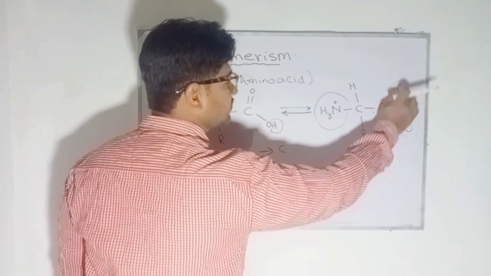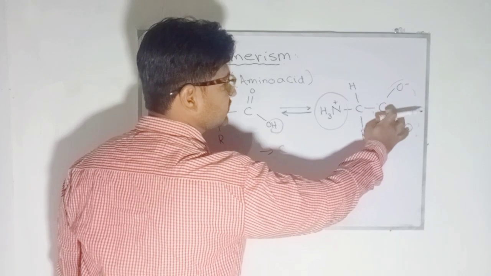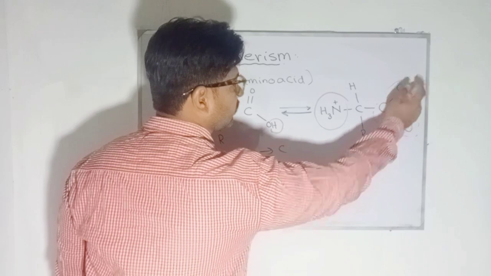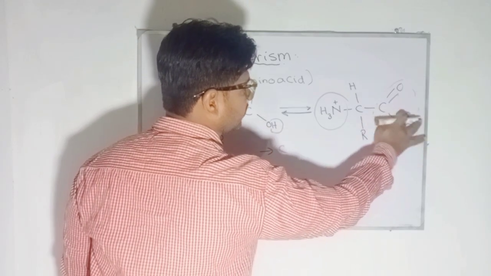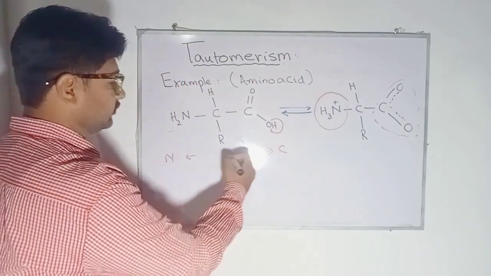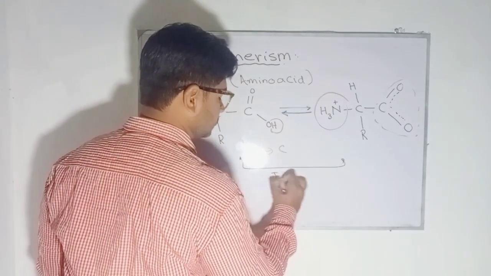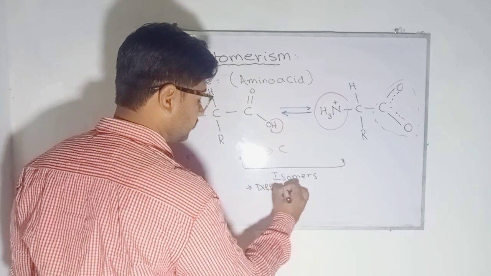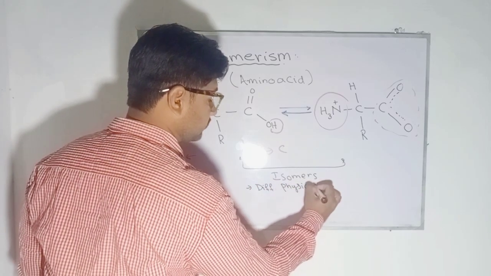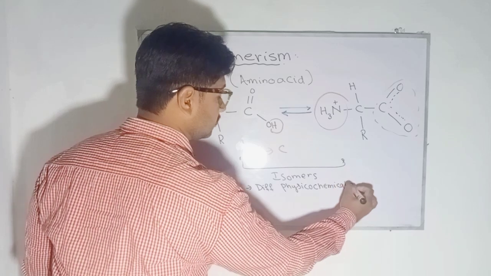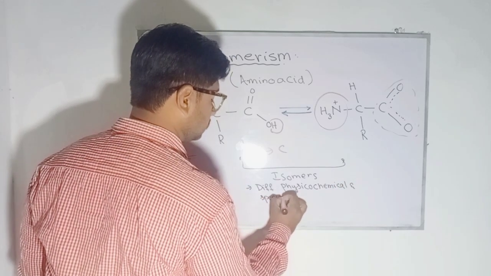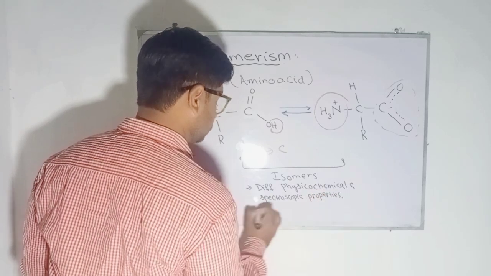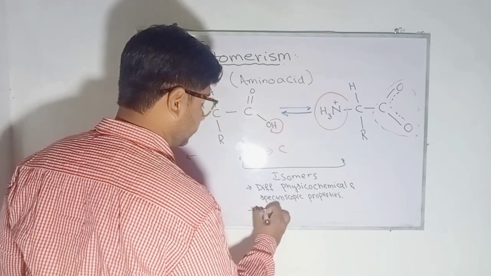Now we have shown its resonance structure. If you remove this resonance structure, then it will look like this. So the negative charge will appear here. So these are the two isomers of the amino acid and they will have different physicochemical and spectroscopic properties as well as atomic connectivity.